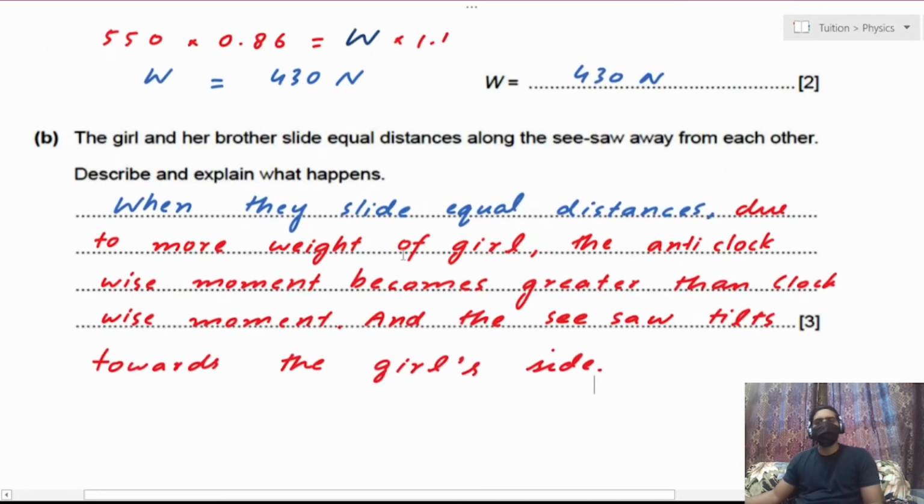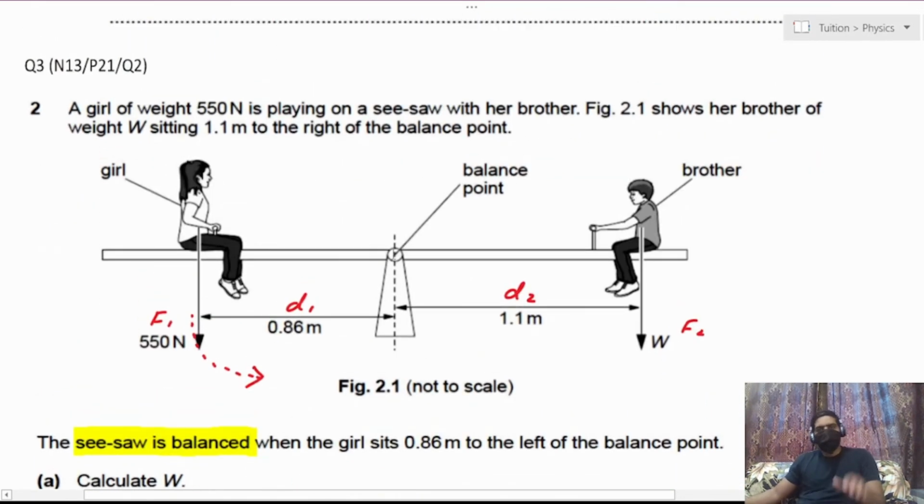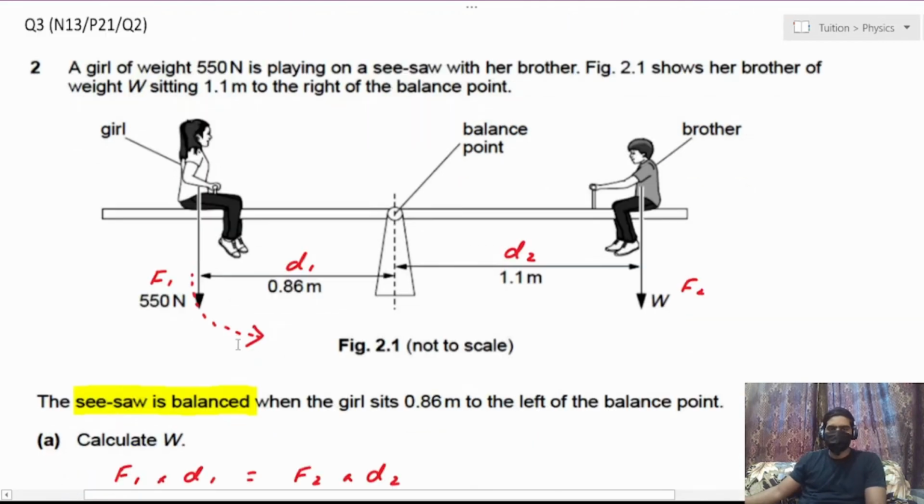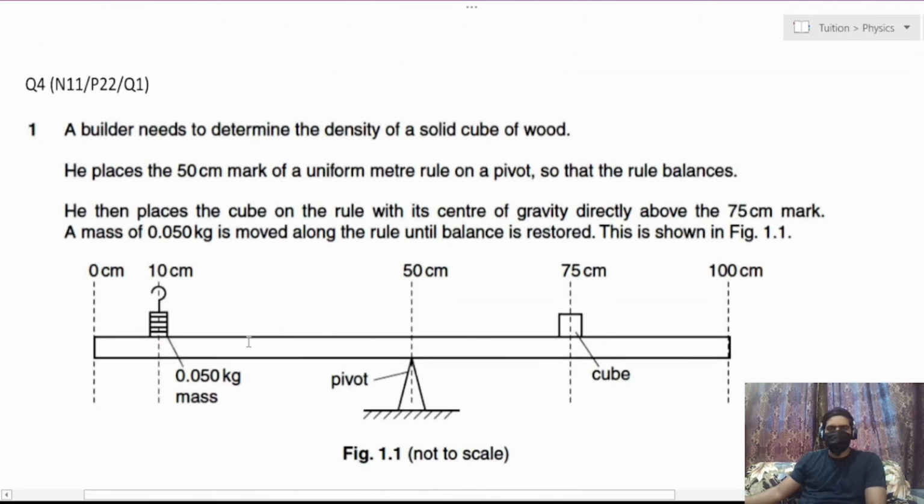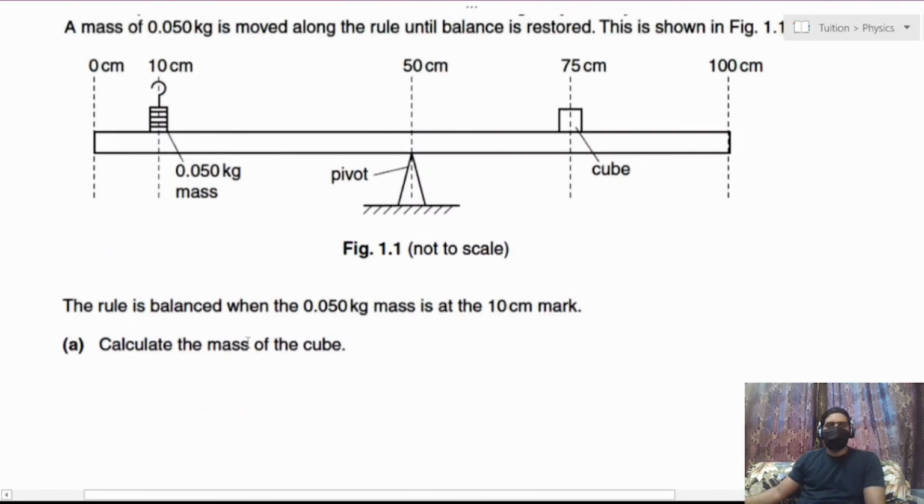All right, since they have different weights and the weight of the girl is more compared to the weight of her brother, the girl has to move backward a small distance and the boy has to move backward by a large distance, and that way the seesaw can remain balanced. All right, moving on to the next one.